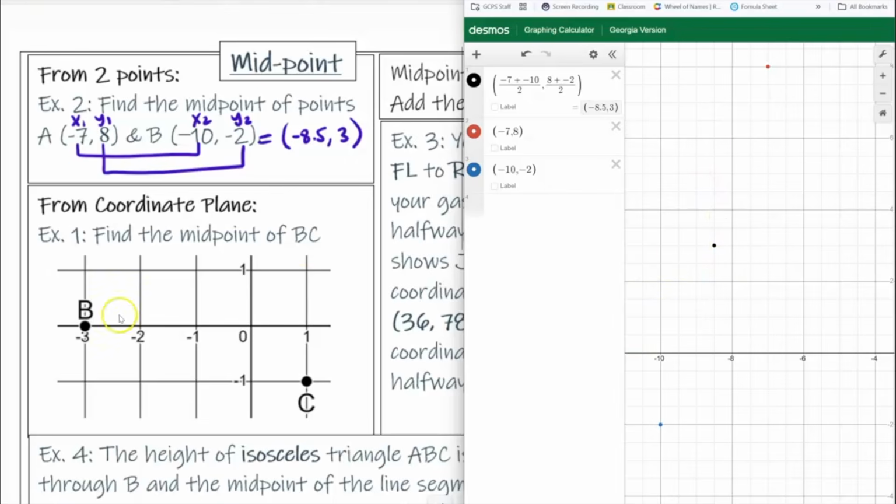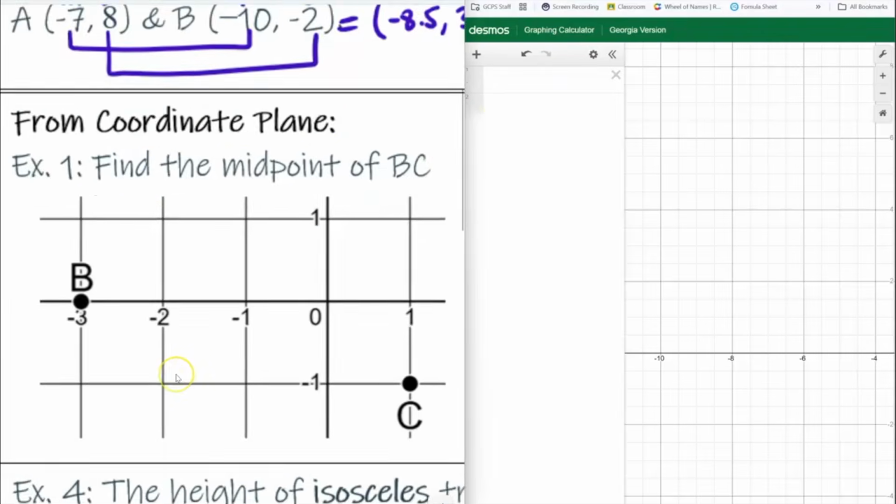Which brings us to the next point. What if they give you a coordinate plane? And again, every time you do a question, please erase everything and start from scratch, because this is the only way you practice and get good. If you just delete it, it's not going to give you the practice that you need. From a coordinate plane, find the midpoint of this line BC.